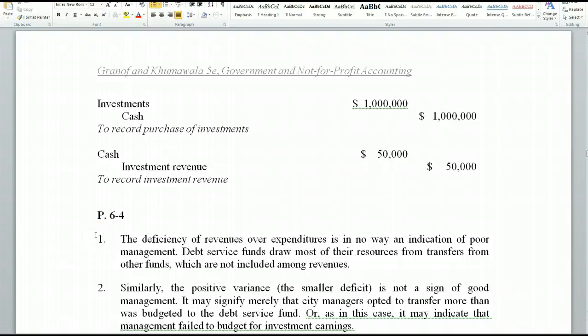So that takes you through problem 6.3, and again, go over this as many times as you need to be able to cement and understand how we have come up with those journal entries based on those financial statements.